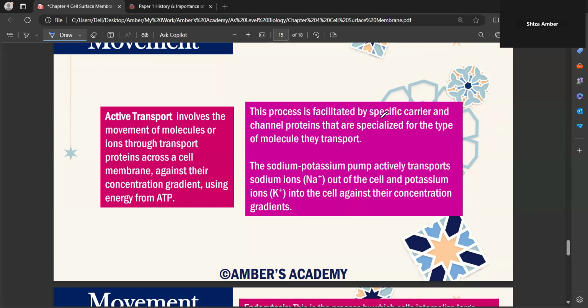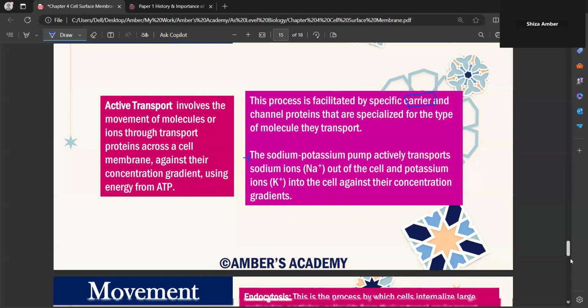This process is facilitated by specific carriers, usually carrier proteins and sometimes channel proteins, but we only mention carrier proteins, that are specialized for the type of molecule they transport. And the example of active transport is the sodium-potassium pump, which pumps 3 sodium ions out of the cell and 2 potassium ions inside the cell against their concentration gradient.